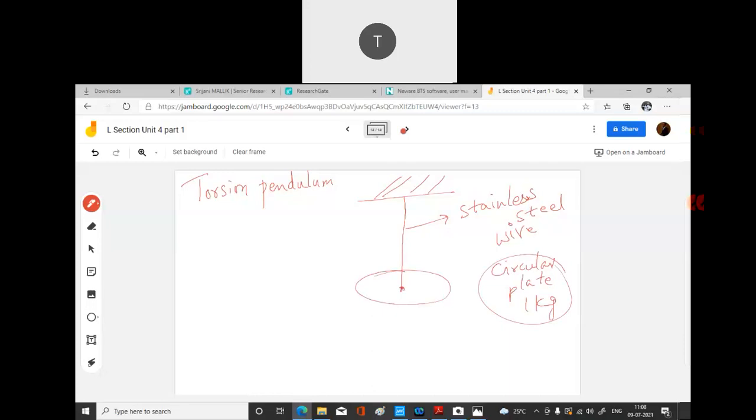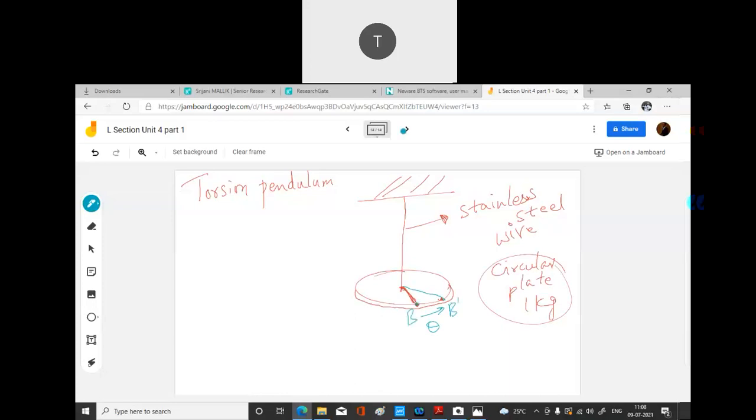Now what happens? This is your weight, and then you have a stainless steel wire. Instead of giving a to and fro motion, what you do is you twist it. Okay, so this is your equilibrium position. Let us assume this is your equilibrium position. Then what happens? Instead of giving to and fro, you twist this to somewhere here. So I'm going to just give an angle theta. Let us call this B dash. Okay, so B and B dash.